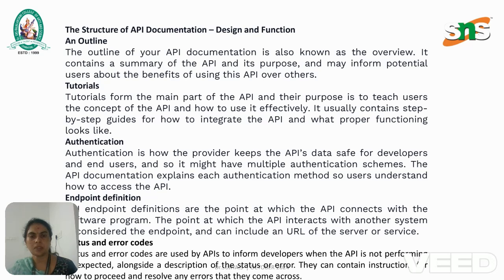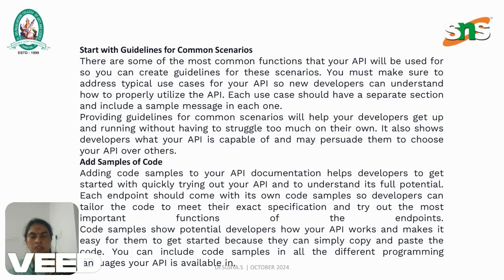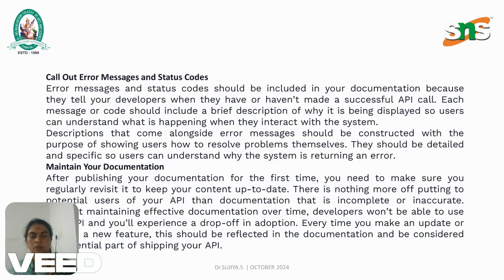And how to write your first API documentation: by recognizing the audience, then creating a user journey map, next starting with guidelines for common scenarios, and finally adding samples of the code. And call out error messages in status codes and maintain your documentation.